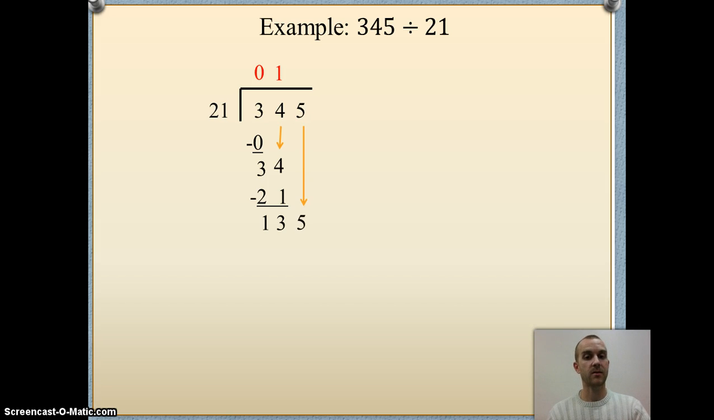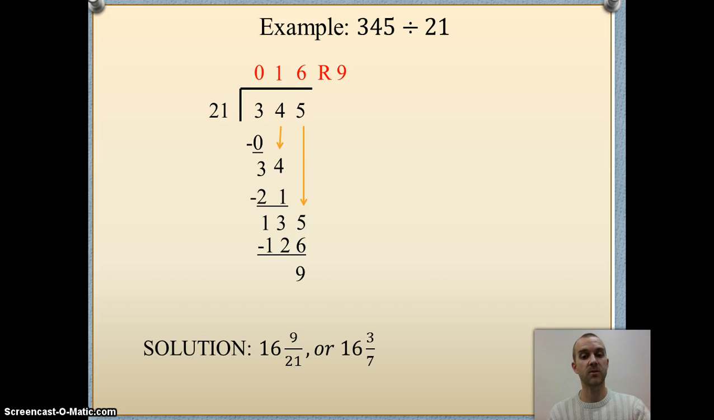I bring down the 5. Now I'm looking at 135. 21 will go into 135 6 times. 21 times 6 is 126, leaving me with a remainder of 9. So the quotient is 16 remainder 9, which we will write as a mixed number as 16 and 9/21, or 16 and 3/7 as a simplified fraction.